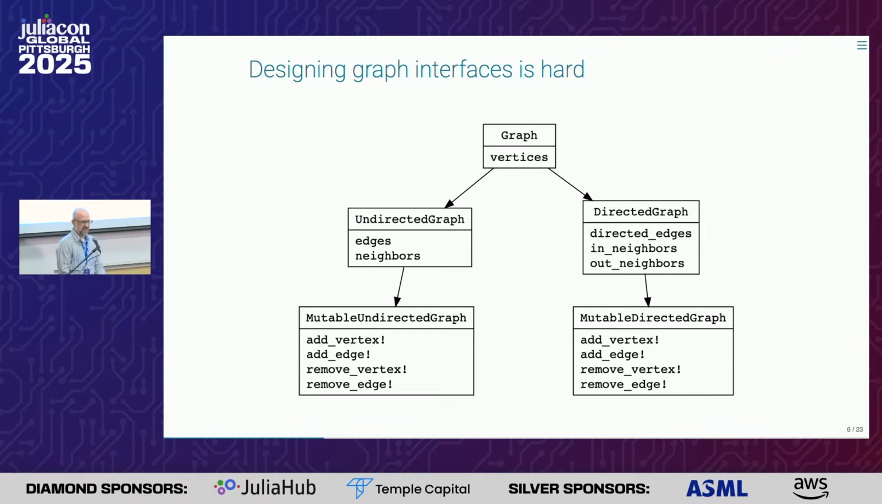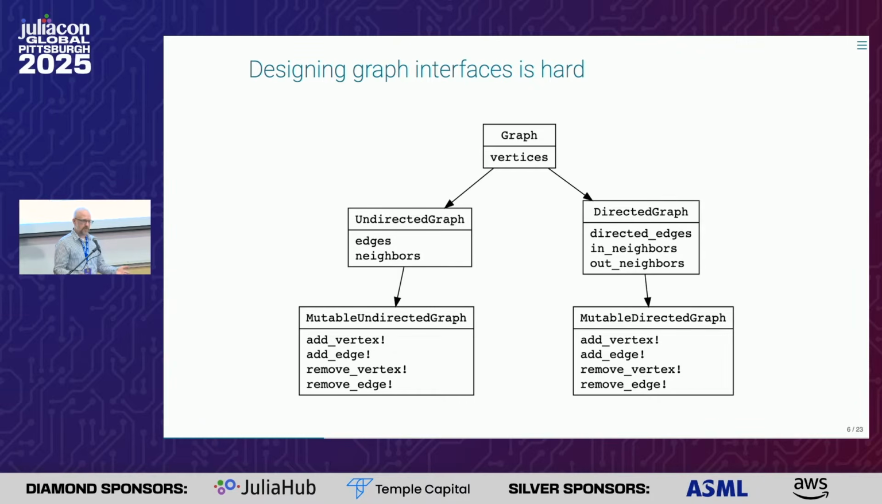Here's another motivational example, which is designing graph types. Designing graph interfaces is challenging because graphs can have a lot of different traits that you want to try to encode in your hierarchy, but that's hard to do with single inheritance. Here's an example where I start out with a very basic graph type at the top, and inside the boxes there's a list of methods that are associated with each type, or interface if you want to look at it that way. So we've got two types that inherit from graph: an undirected graph type and a directed graph type. They each have their own edges and neighbors methods that are different.